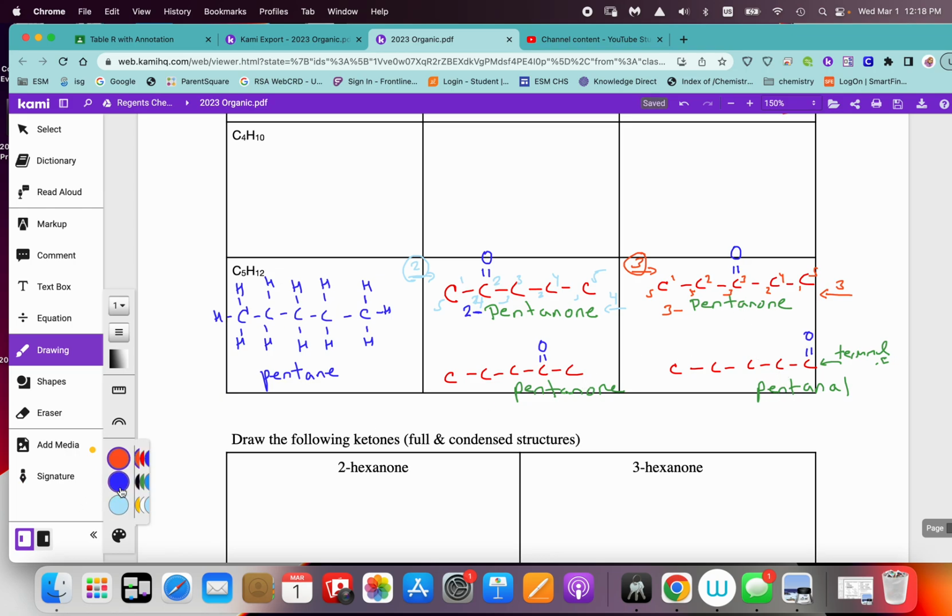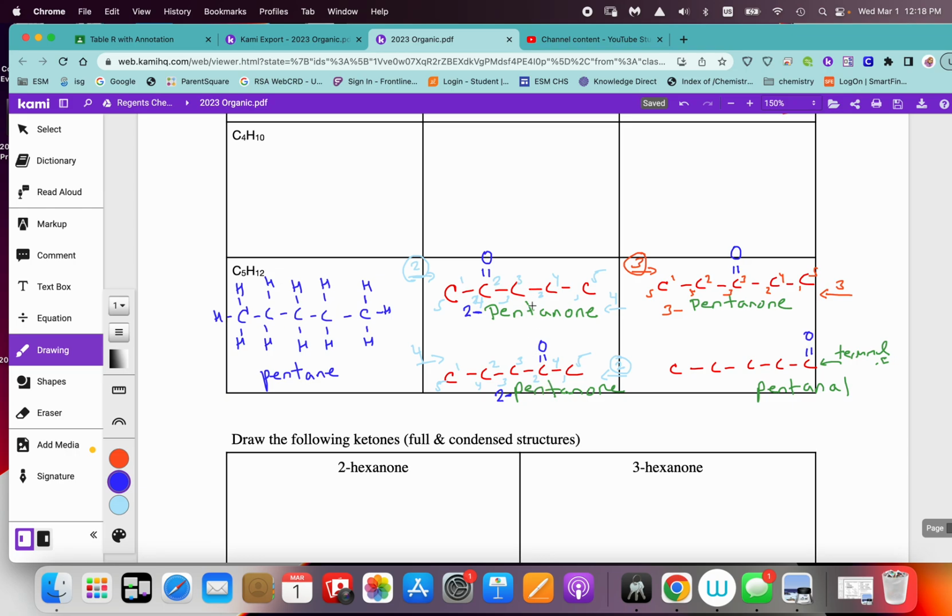Now we've got to take a look at this last example here. Looking at this one, left to right, carbon 1, 2, 3, 4, 5. The double bonded oxygen would be on carbon 4. When you renumber and look at it in the opposite direction, the double bonded oxygen is on carbon 2. So we choose the lower number designation. So this would be 2-pentanone.